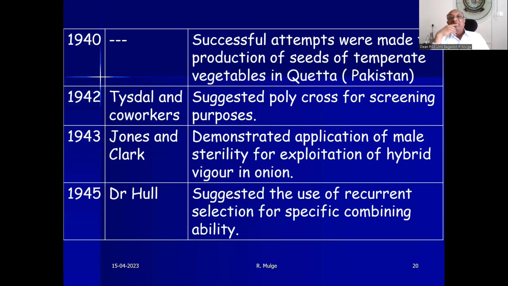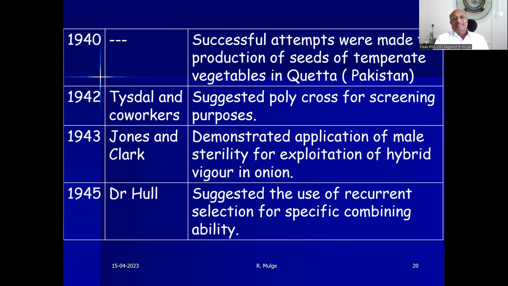In 1900, successful attempts were made for production of seeds of temperate vegetables in Quetta in Pakistan, because the Britishers were ruling us. A lot of temperate vegetables they introduced. We are habituated, but the seed production of that is being done in a temperate region. That was the Quetta, now in Pakistan. They did that. So it's a kind of crop improvement only, a kind of introduction, and then producing the seeds of that. You cannot produce those temperate vegetables in our tropical region.